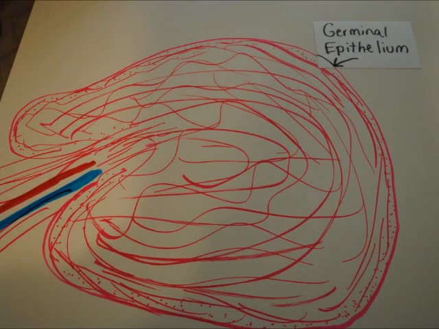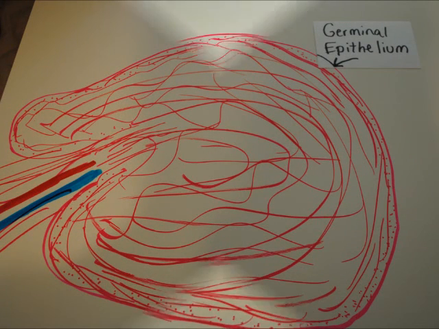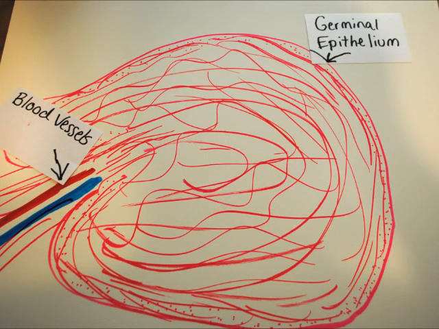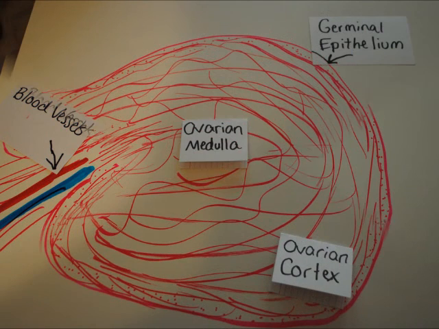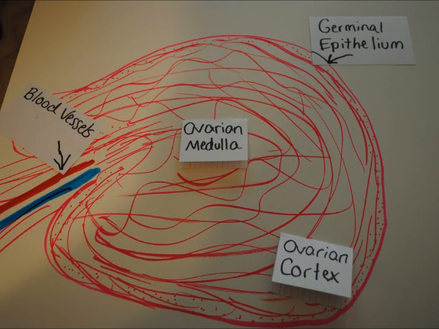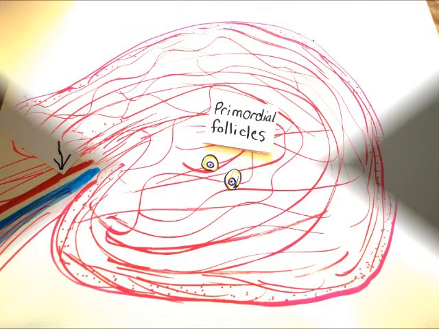On the outside of the ovary is a layer of simple epithelium. This is called the germinal epithelium, and there are blood vessels in the hilum of the ovary. There are two regions to the ovaries. One is the ovarian cortex, which is on the outermost edge, and it is surrounded by dense, irregular connective tissue. On the inner side is the region called the ovarian medulla. It is made of loose connective tissue, blood vessels, lymphatic vessels, and nerves.